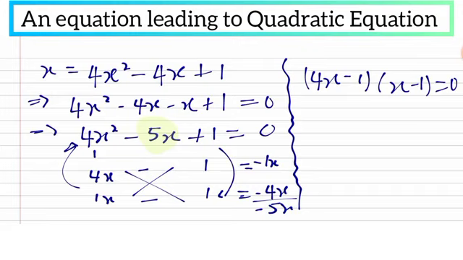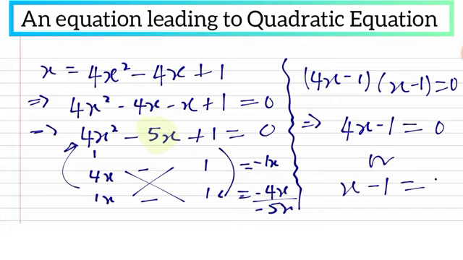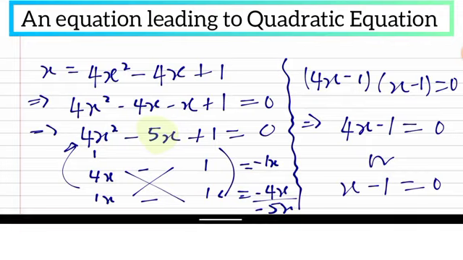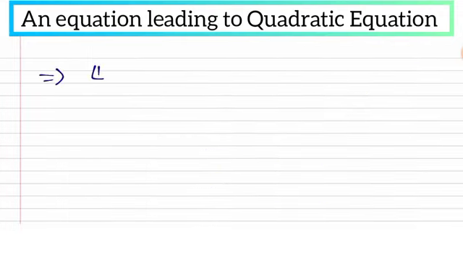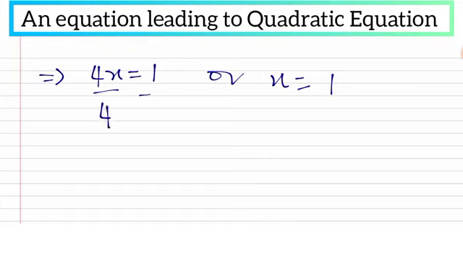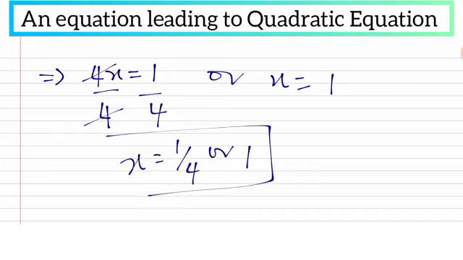So now from here, when you have this, you can see that we can have 4x minus 1 to be equal to 0, or x minus 1 to be equal to 0. So now, lastly, we are going to be having 4x equals to 1 if 1 goes to the other side, or x equals to 1 if 1 goes to the other side too. So now from here we divide through by 4. Okay, so finally we are going to be having x equals to 1 over 4, or 1. So that is the solution, the two possible values of x for the equation given.